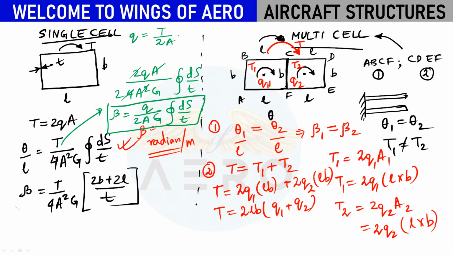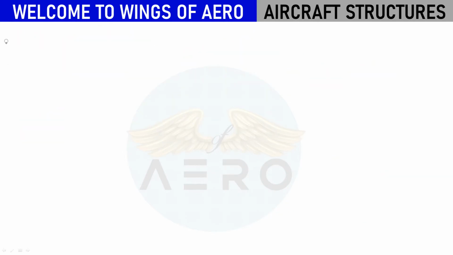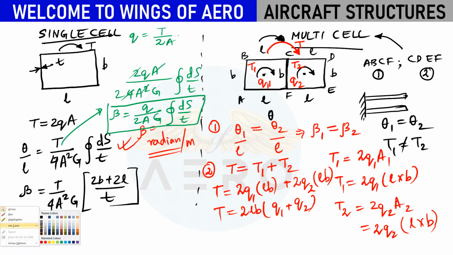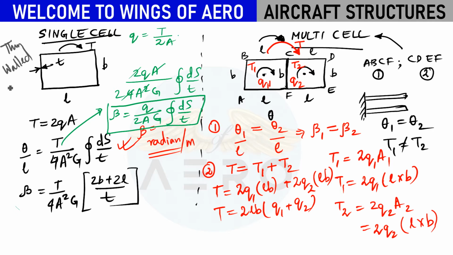Now what is the difference between single cell and multi-cell? Whatever the cell might be, here we are all discussing thin wall structures, thin walled sections. Already we have said what is meant by a thin walled section. So this is the thickness. You can see this one is a thickness, right?